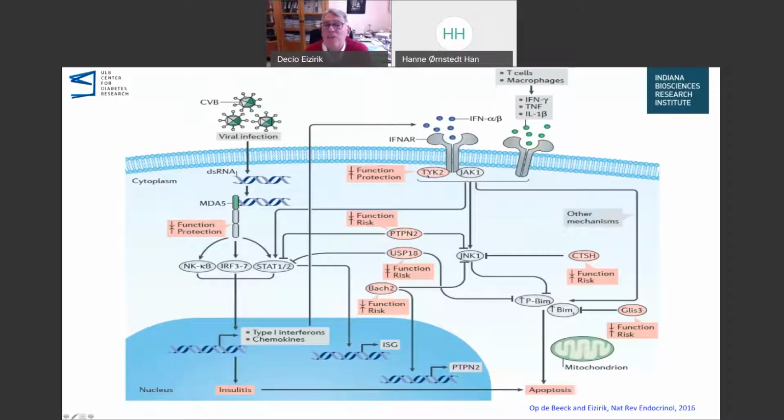And it's interesting that polymorphisms that decrease but do not abolish TYK2 expression are protective against type 1. And then you have several other candidate genes, two of them, GLIS3 and CTSH, which is something that Fleming and colleagues have been studying, that are more related to beta cell function. But this points to the relevance of type 1 interferon in the disease process.